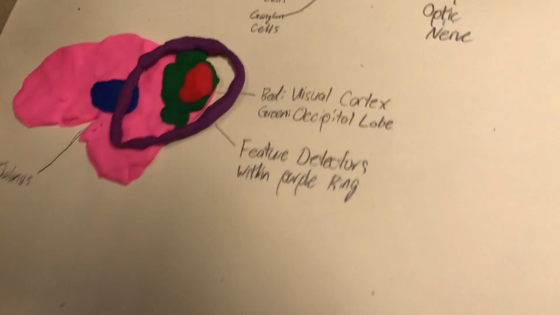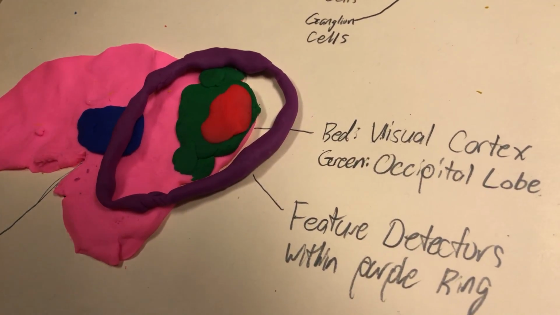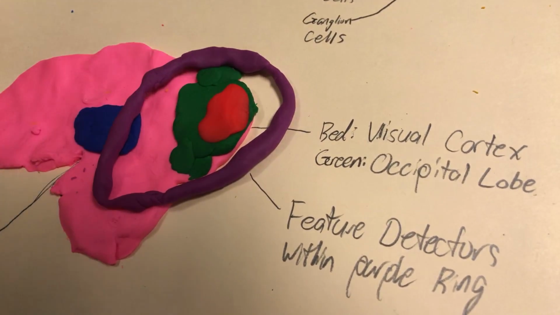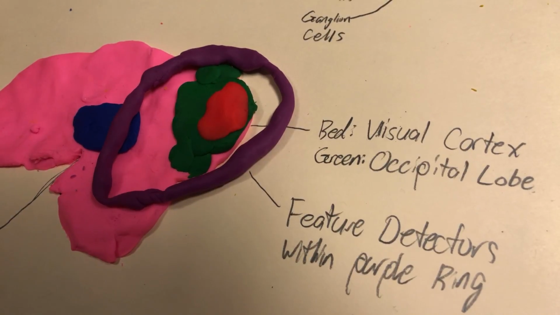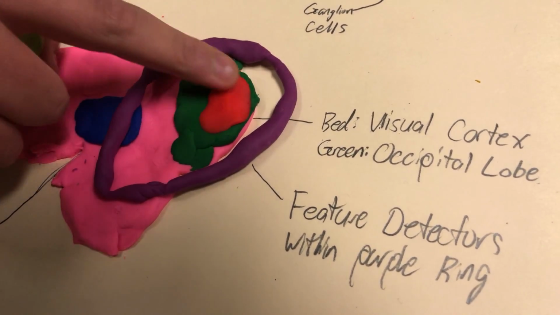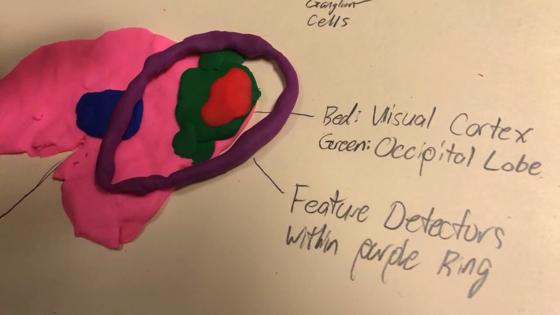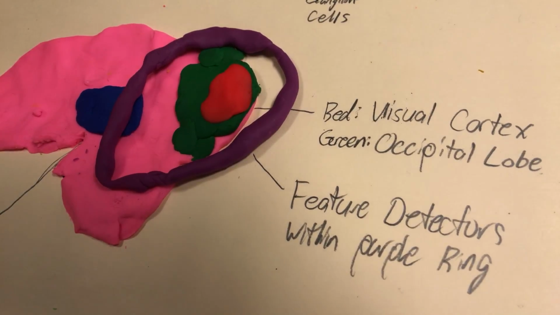The occipital lobe is the part of the brain that deals with processing vision, and within the occipital lobe, there's the visual cortex, which is the part of the cerebral cortex that's involved with vision. So here are those two areas: green is the occipital lobe, and the red is the visual cortex.